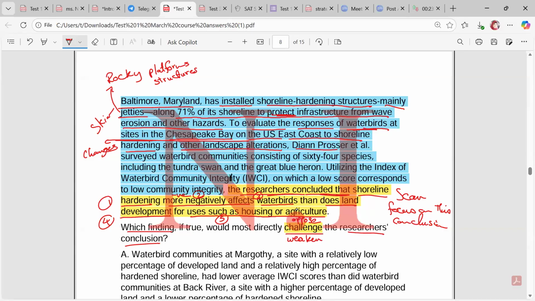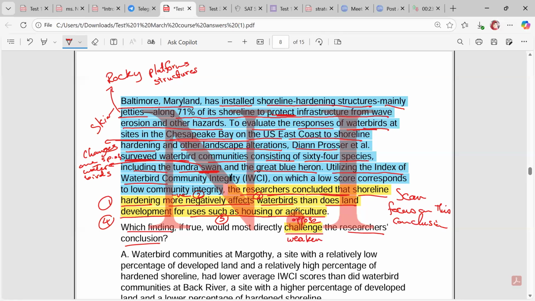So Diane Prosser et al. conducted a survey, they scanned the water bird communities consisting of 64 species, including the tundra swan, which is one species of water birds, and the great blue heron, which is another species of water birds.